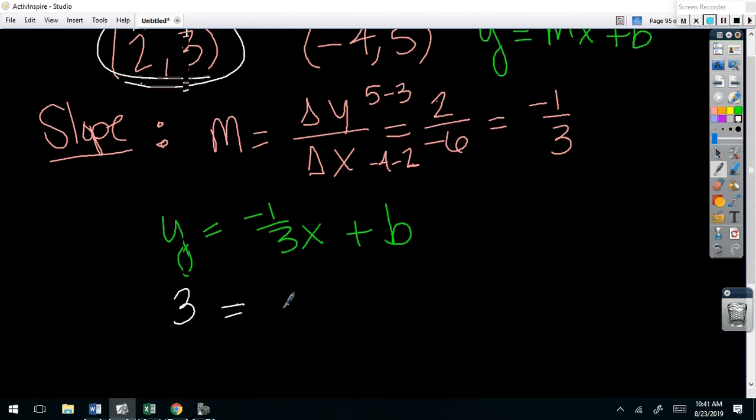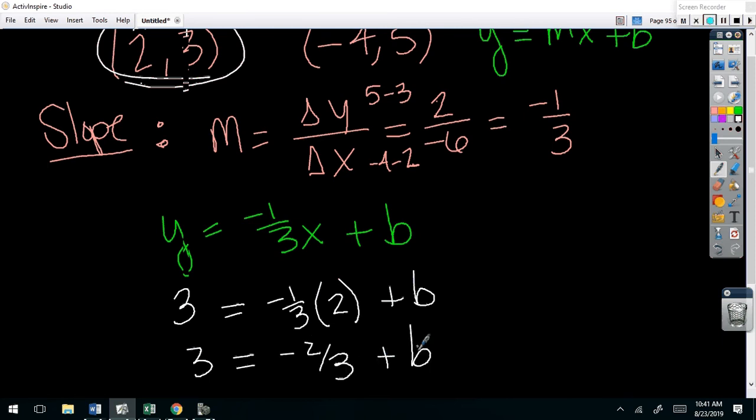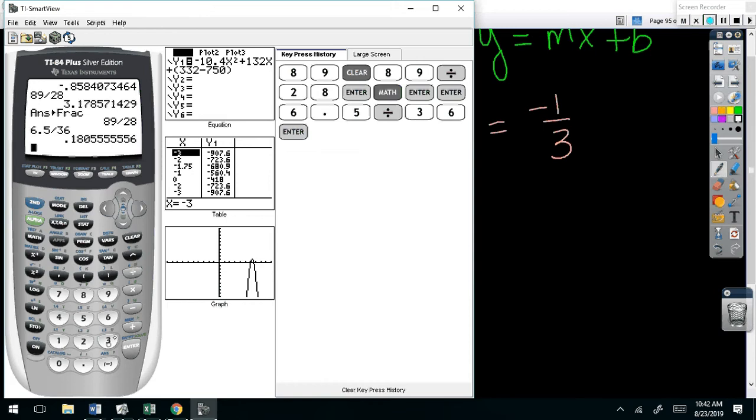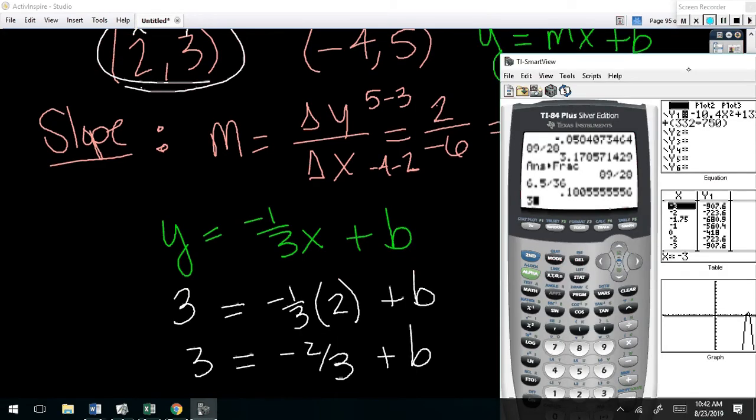3 equals -1/3 times 2. Oh, y'all aren't going to like this. Don't do the decimal, because if I do, I'm going to have to round it off and then my answer is going to be wrong, right? Keep it 2/3. So instead, I got to add that 2/3 to both sides. Do we agree?